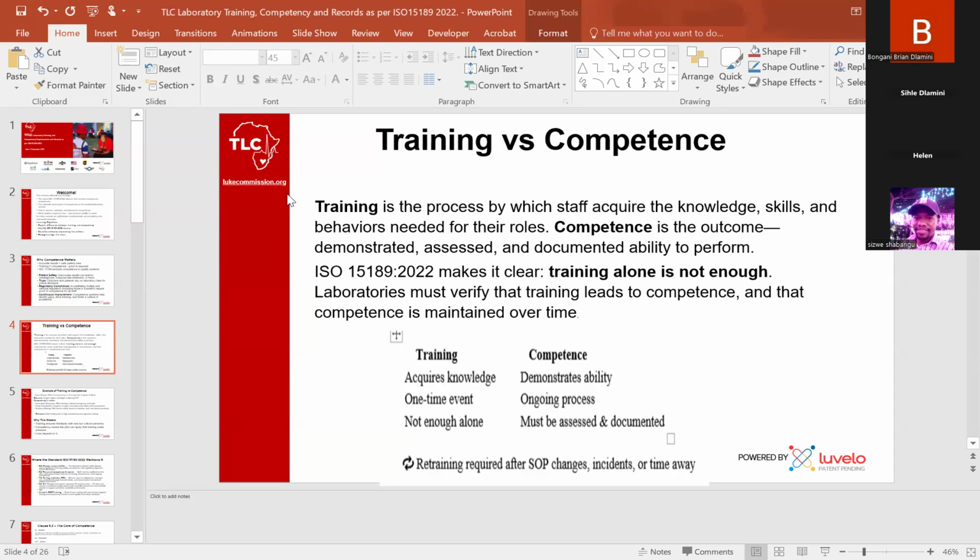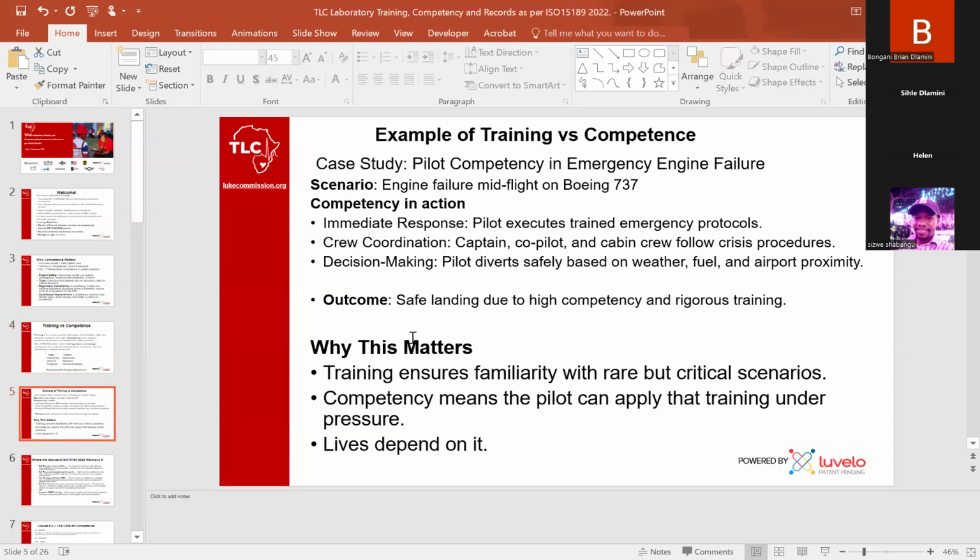You must also do retraining after SOP changes, any major incidents, or any time away from the laboratory; when you come back, you must be retrained. Okay, I want to try and illustrate an example of training versus competency.